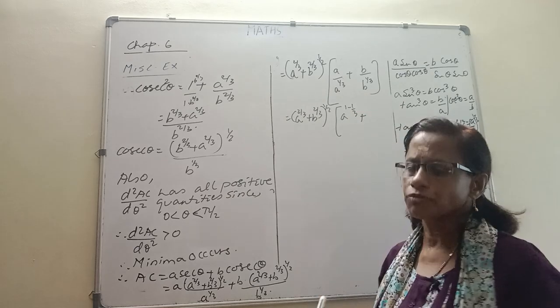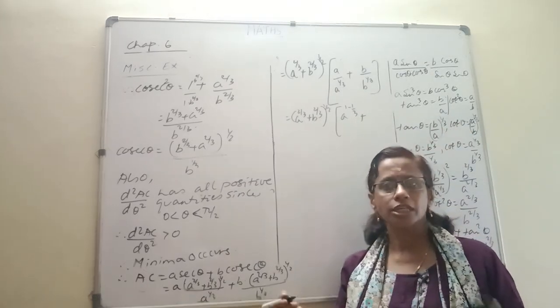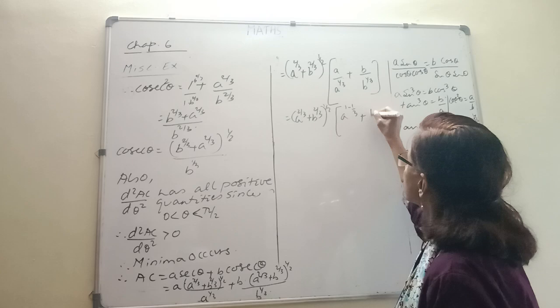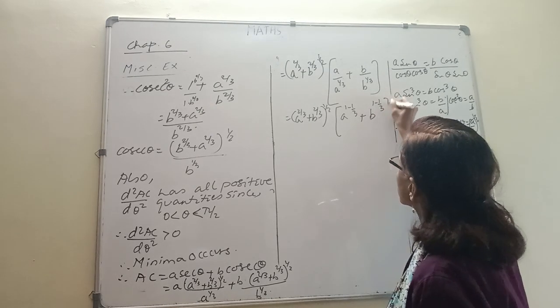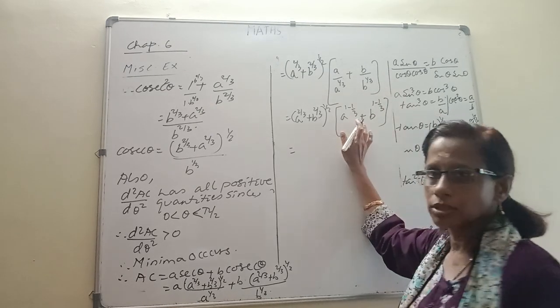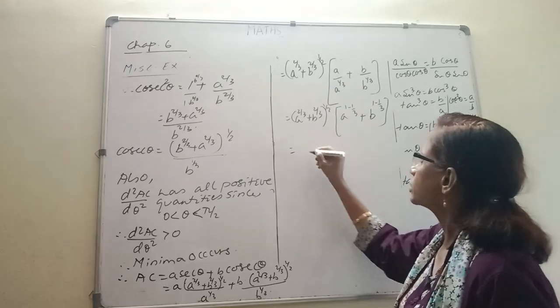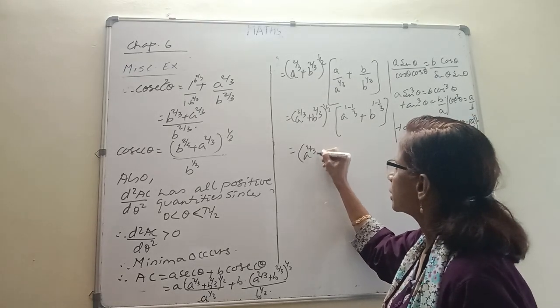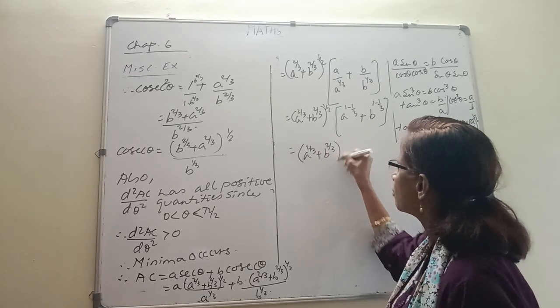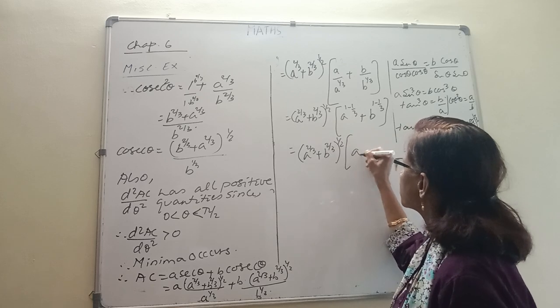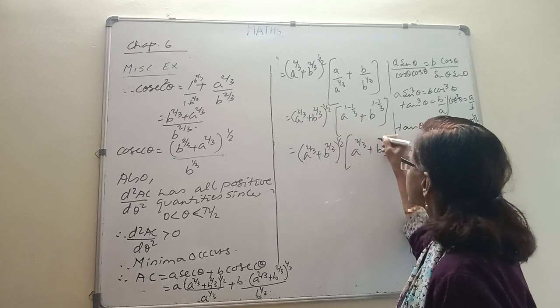That's what we learned in the law of exponents: a raised to m over a raised to n is a raised to m minus n. So 1 minus 1 over 3 means it is 2 over 3, because 1 is 3 over 3 actually. So that is going to be a raised to 2 over 3 plus b raised to 2 over 3, raised to half, into a raised to 2 over 3 plus b raised to 2 over 3.